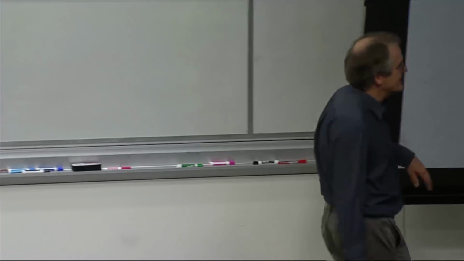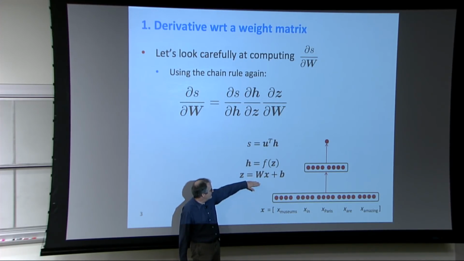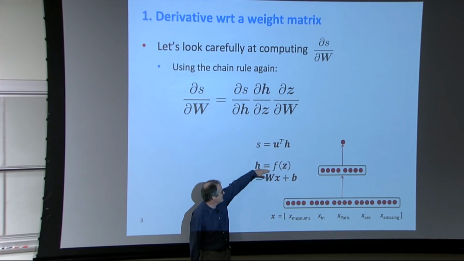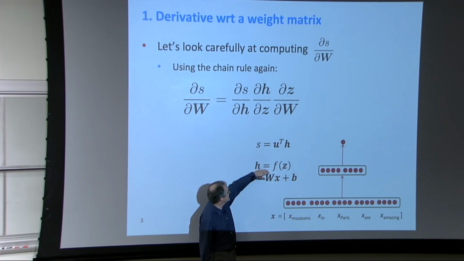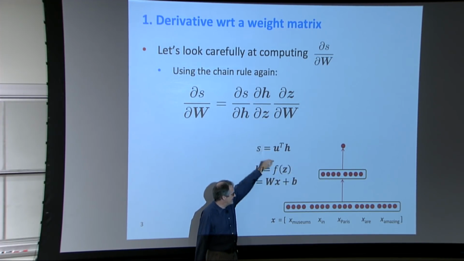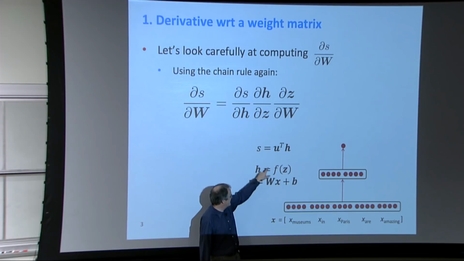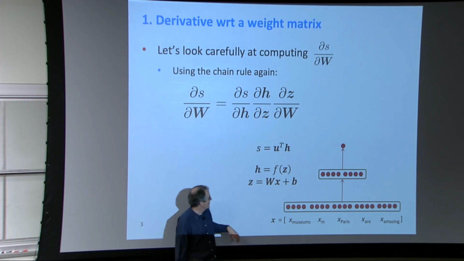So let me just finish off where we were last time. Remember we had this window of 5 words, and then we were putting it through a neural net layer of z equals Wx plus b, nonlinearity of h equals f of z, and then we were going to just get a score as to whether this has in its center a named entity like Paris, which is sort of taking this dot product of a vector times the hidden layer. So this was our model.